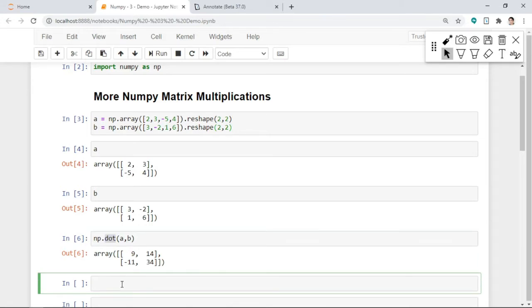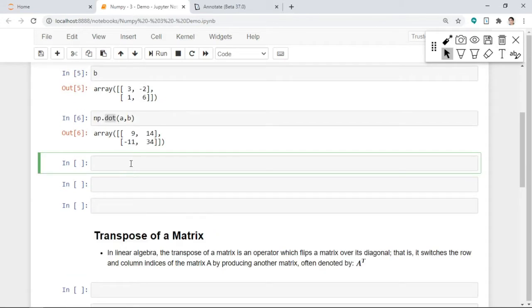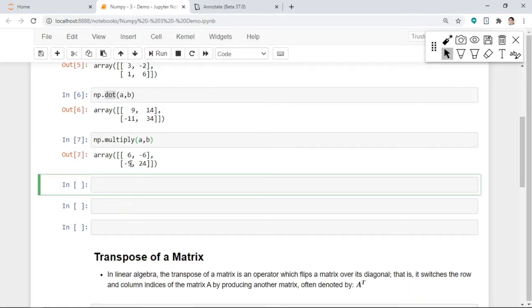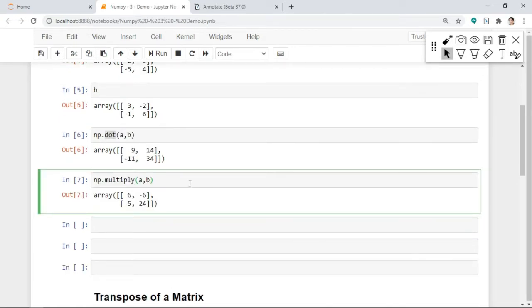So NumPy also has multiply. For example, np.multiply. Let's multiply. This is an element-wise multiplication, so this is not the real matrix multiplication. It's just multiplying each element. So let me comment on this, so that you will not be confused.